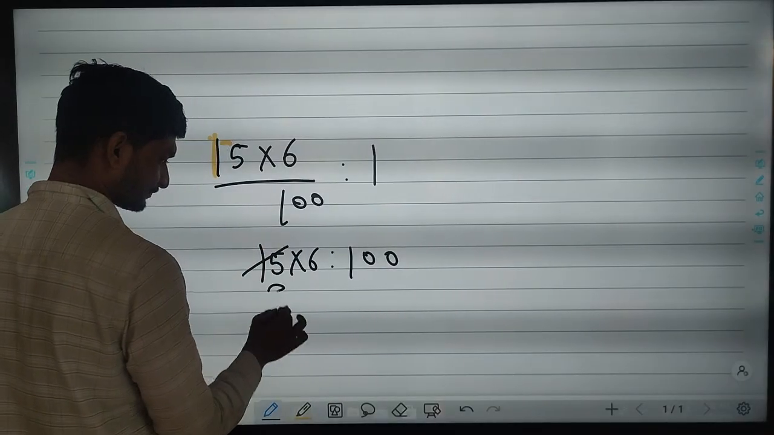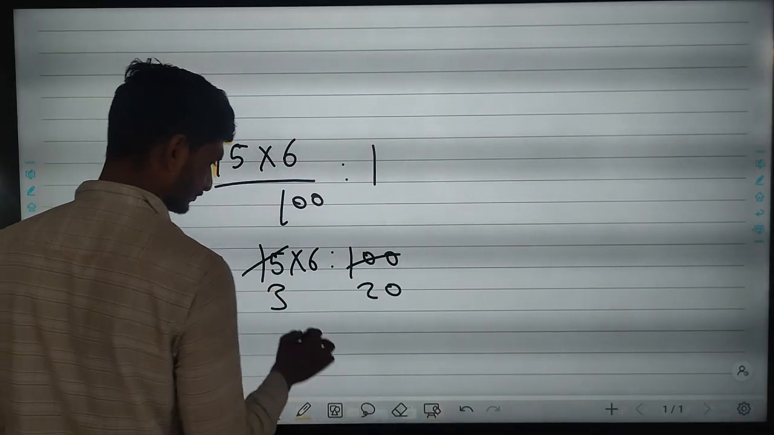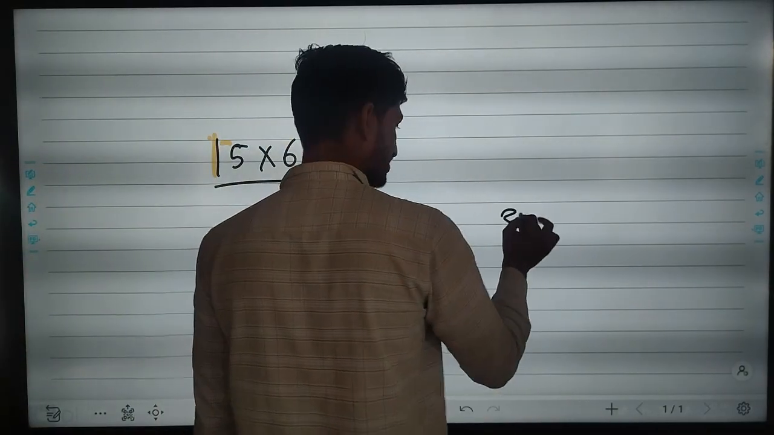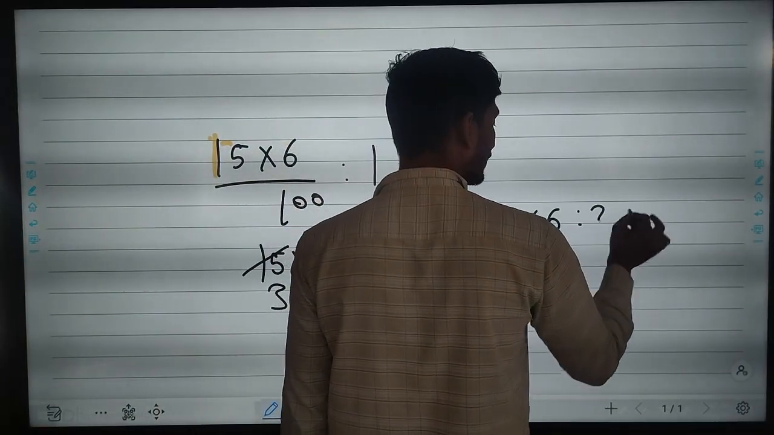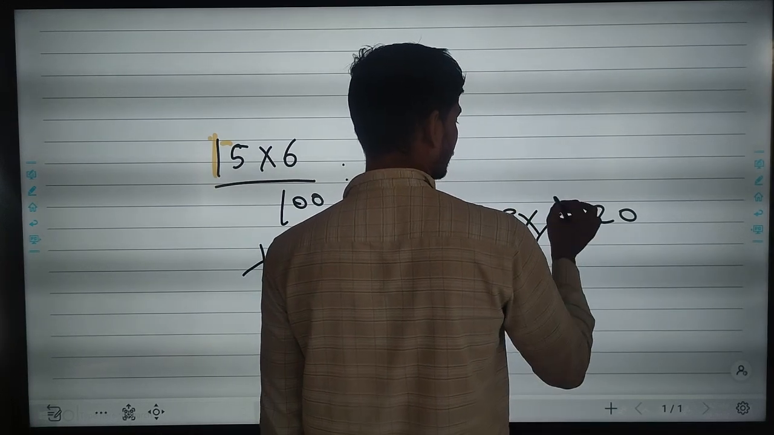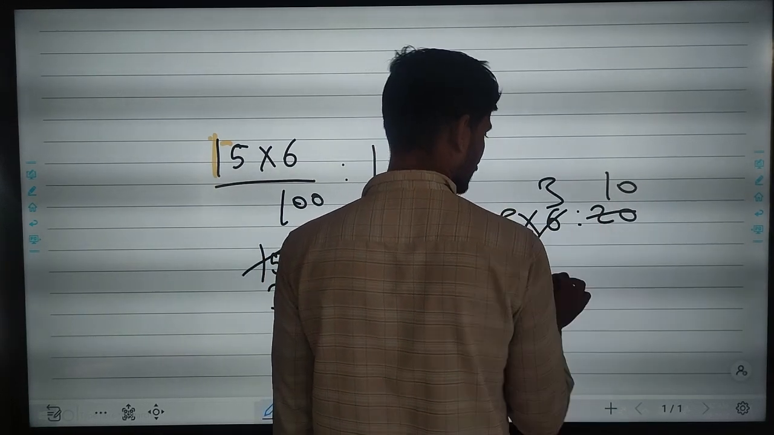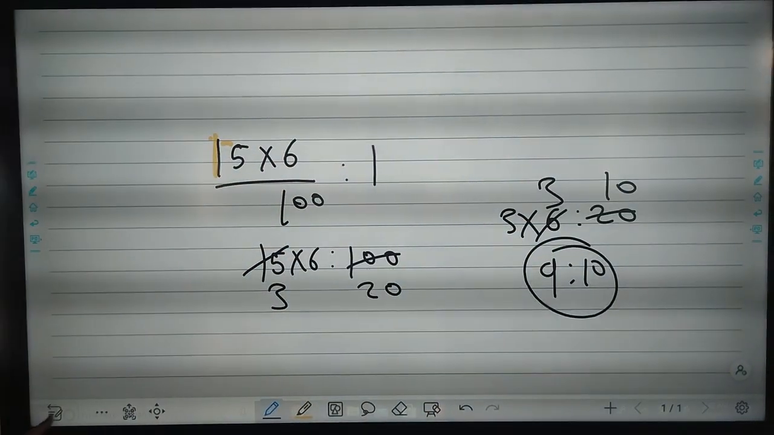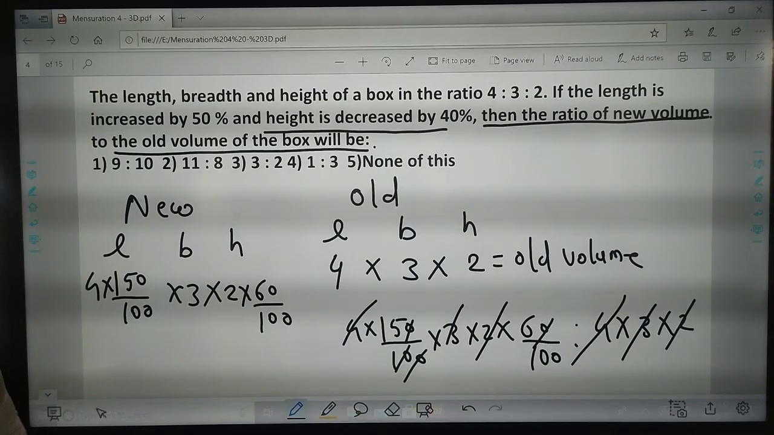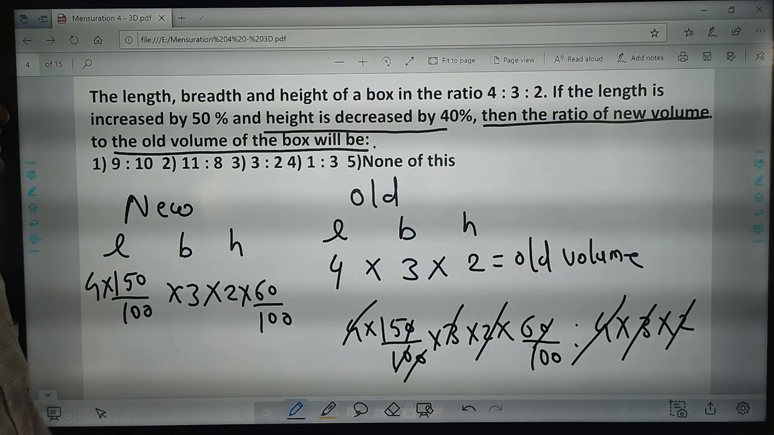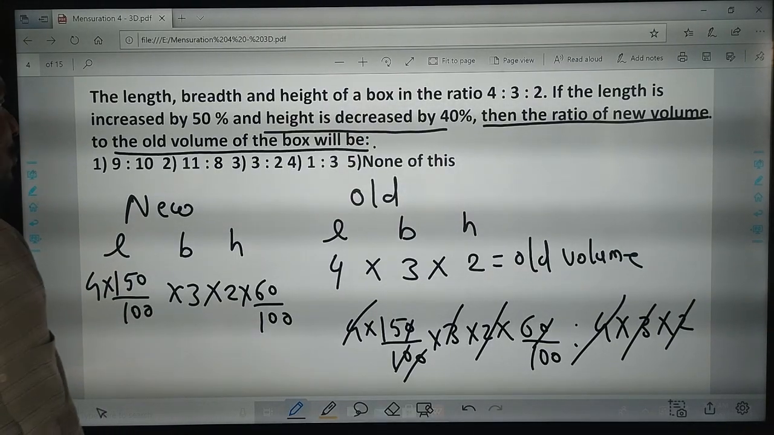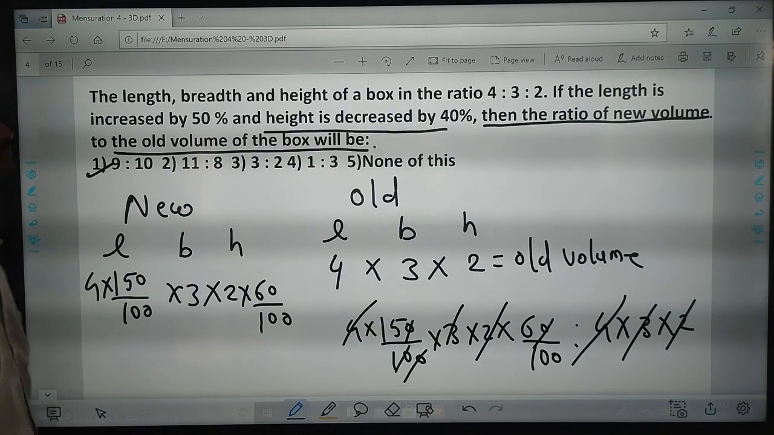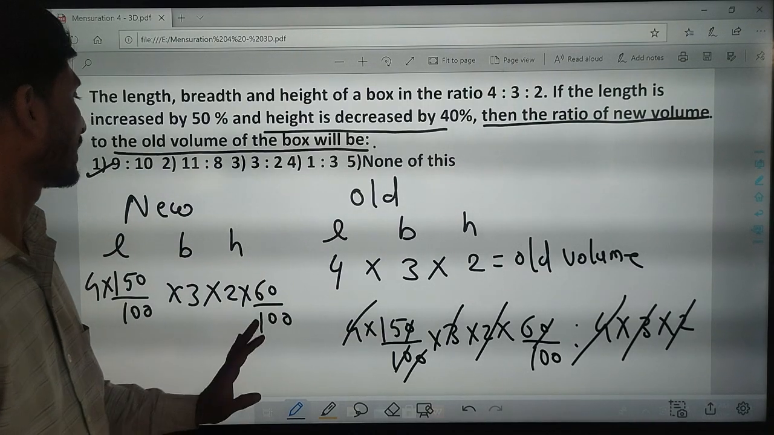Now here the remaining is 3 into 6 to 20. Now here 9 to 10. Your answer is 9 to 10. Then the ratio of new volume to old volume will be 9 to 10.